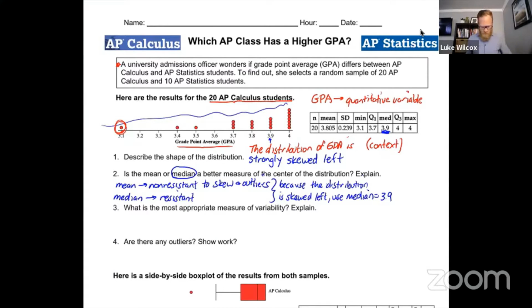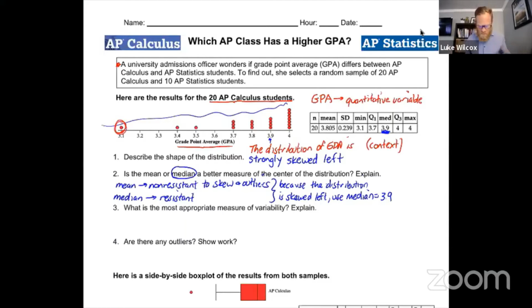Okay, let's move to question 3, which is asking for the most appropriate measure of the variability or the spread of the distribution. And we actually have 3 pretty good choices of things that we could use for variability. The simplest would be range. We could also use standard deviation. We could also use IQR. And the answer to which one is most appropriate, once again, has to do with the shape of the distribution.